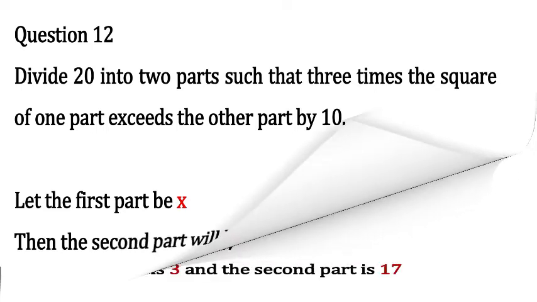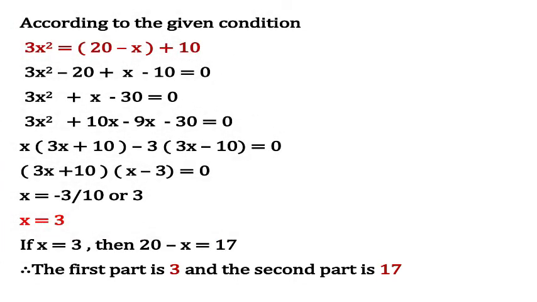Go to the next slide. According to the given condition. So what is the given condition here? The condition given here is 3 times the square of one part, that is the first part. If x is the first part, its square is x squared, and 3 times the square is 3x². So it exceeds the other part by 10. What is the other part? The other part is 20 minus x. Exceeds means the value will be increased.